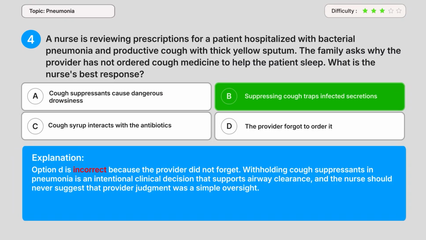Option D is incorrect because the provider did not forget. Withholding cough suppressants in pneumonia is an intentional clinical decision that supports airway clearance, and the nurse should never suggest that provider judgment was a simple oversight.